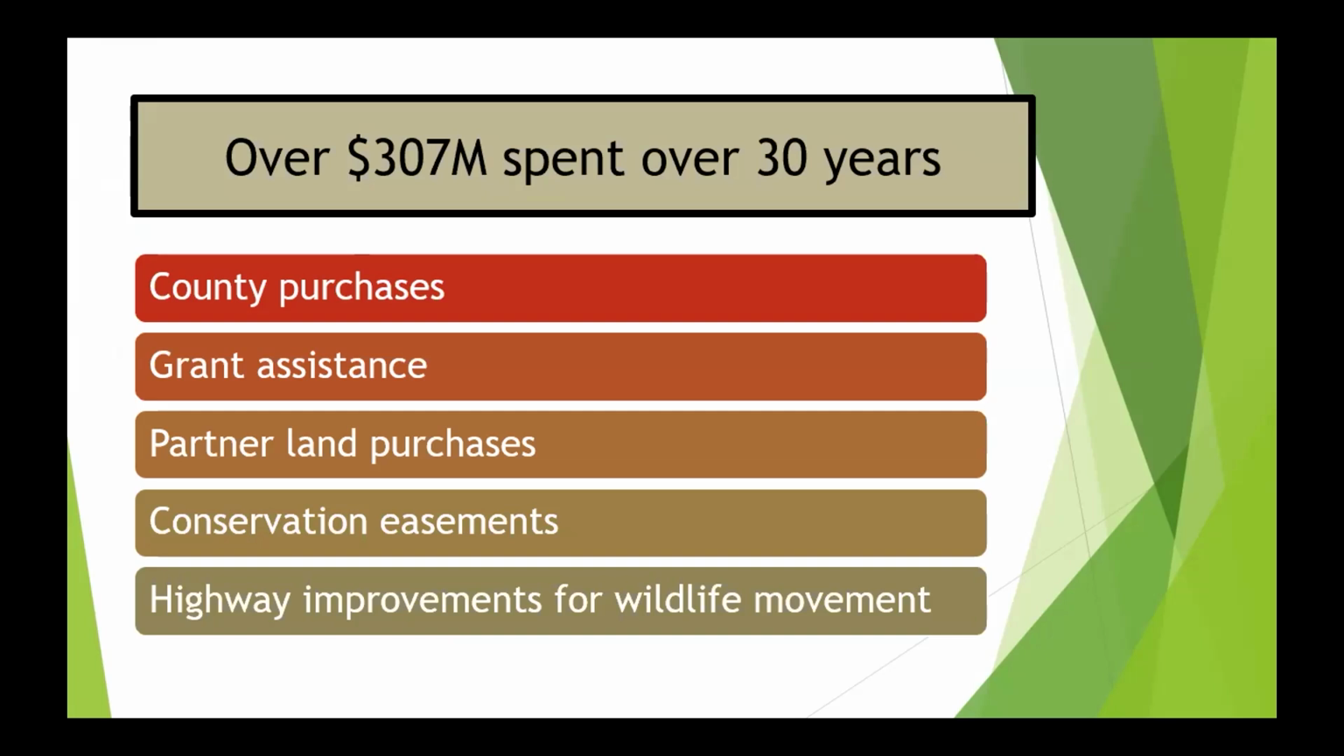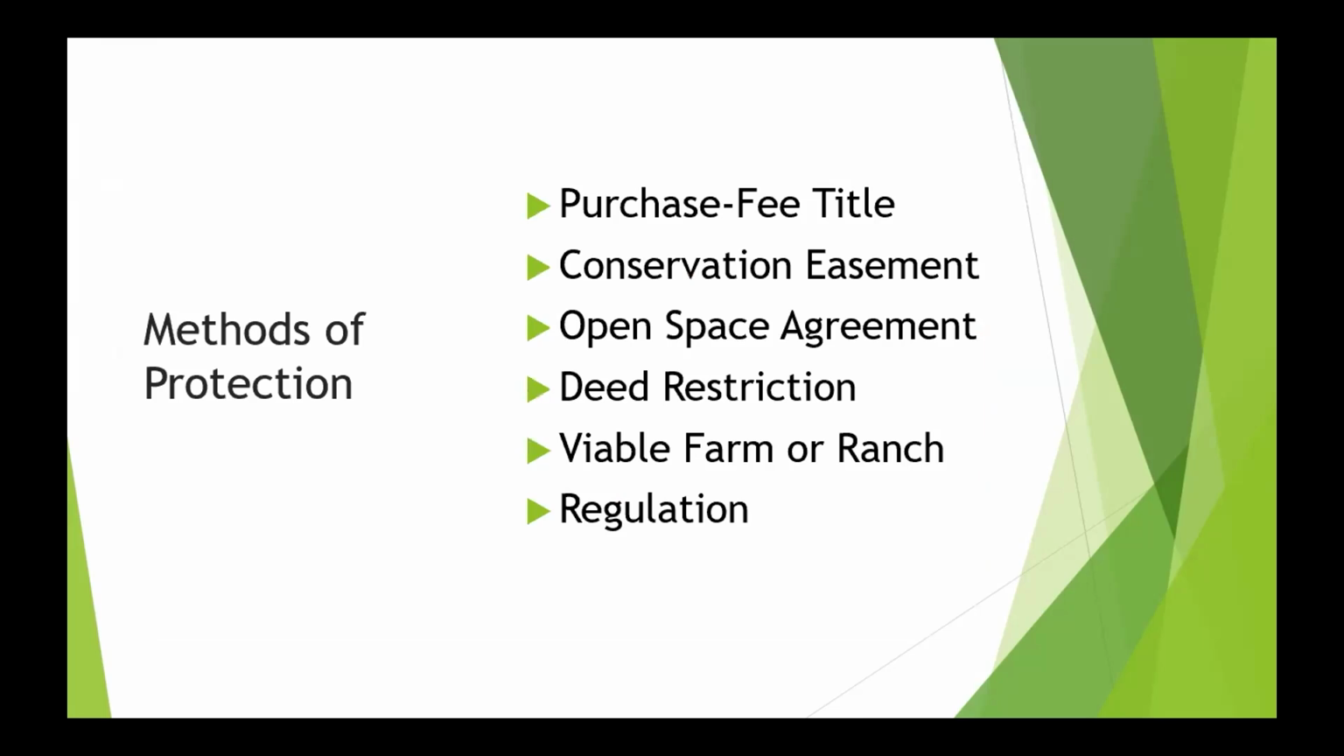Some of this came from grant assistance, partner land purchases, conservation easements, and probably about $52 million I could document in highway improvements. So underpasses and overpasses, some by the county, some by CDOT. In our system, you'll see those in a minute here.